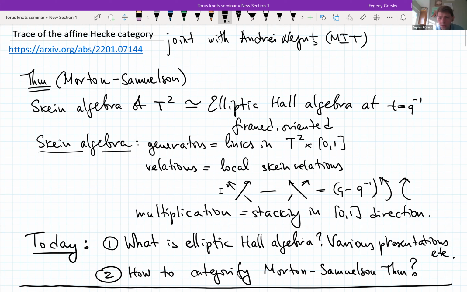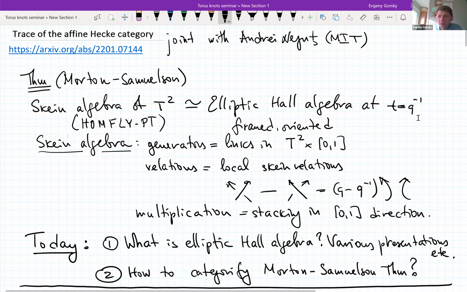Whenever we see this kind of picture in the link in a small ball, and this kind of picture, we can relate them, and the difference is q minus q inverse times this thing. Just to repeat, the skein algebra depends on one variable q, as many people here know. This is what is called the HOMFLY-PT skein algebra, to be specific. So this is not the Kauffman bracket skein algebra or anything like this.